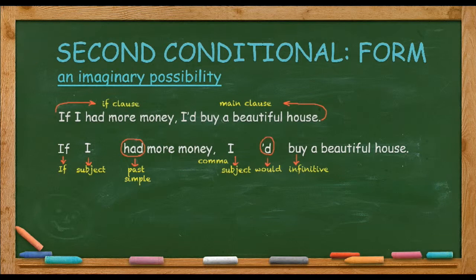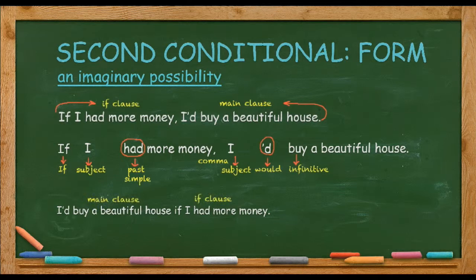And if you begin the sentence with the if clause, don't forget the comma. You can see the comma here after the word money. You can also say the sentence the other way round. I'd buy a beautiful house if I had more money. In this sentence, the main clause comes first and the if clause second. In this sentence, there's no comma.